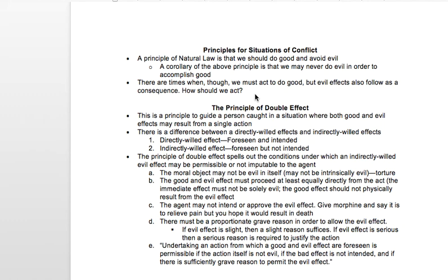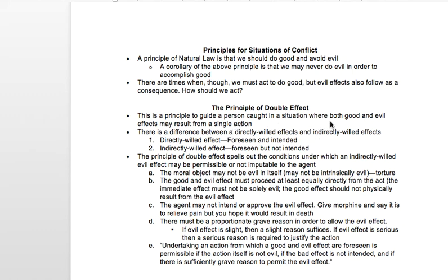Some people use the phrase doctrine of double effect, either one works. This is a principle that guides a person caught in a situation where both good and evil effects may result from a single action. So there's a distinction to be made between a directly willed effect and an indirectly willed effect.